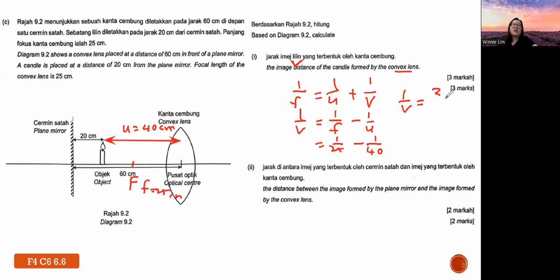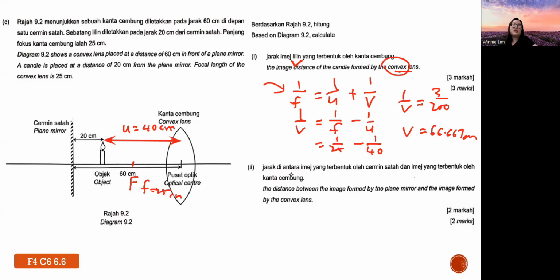3 over 200, but this is not our answer. We want V, so you inverse it. 200 divided by 3, you're supposed to get 66.667 cm. Now for your understanding, for a convex lens you need not worry about the focal length because it is positive. But in case this question changed to a concave lens, for calculation you need to use the lens formula again, and for concave you have to put negative for the focal length. But this one is not affected, just for your understanding only.